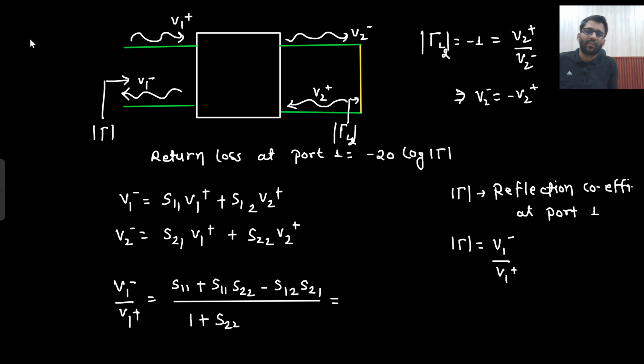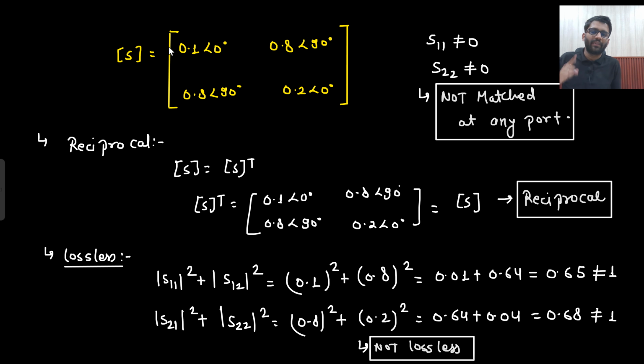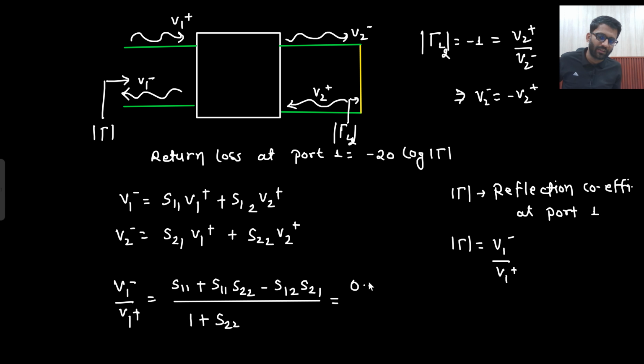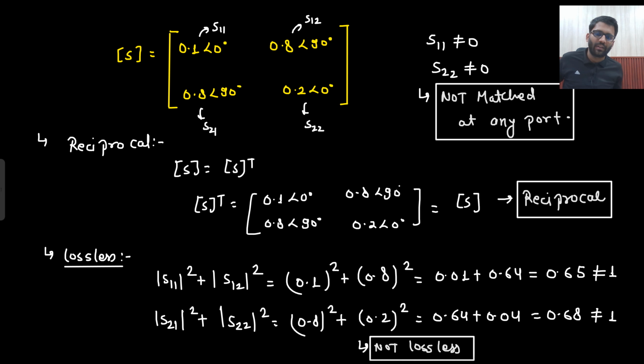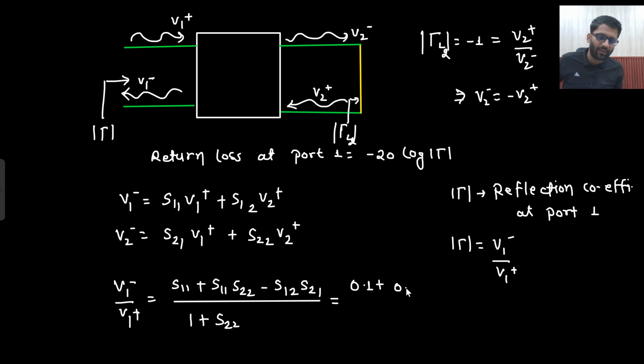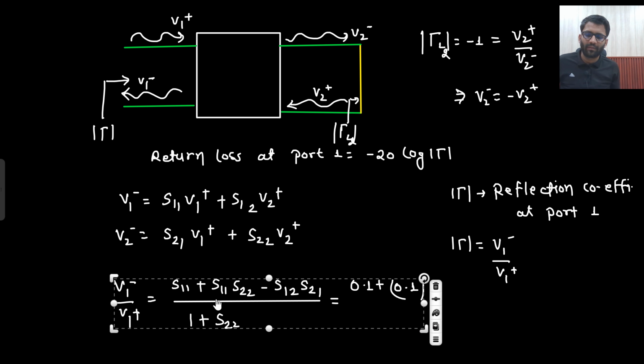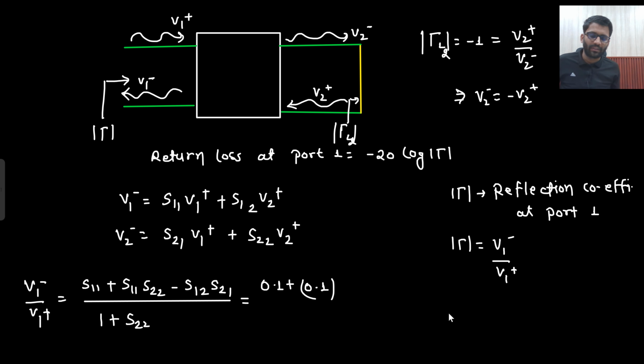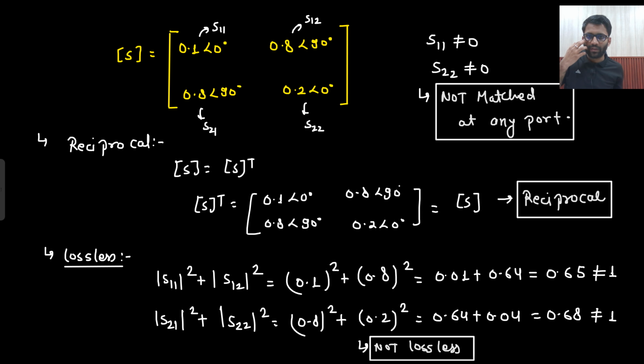So do I have the values of all of them? What is the value of S11? Where is my matrix? This is my matrix: S11, S12, S21, S22. So S11 is 0.1 because the angle is 0, so it is 0.1 only. So S11 is 0.1 plus, again, S11 is 0.1 only. What is the value of S22? S22 is 0.2.